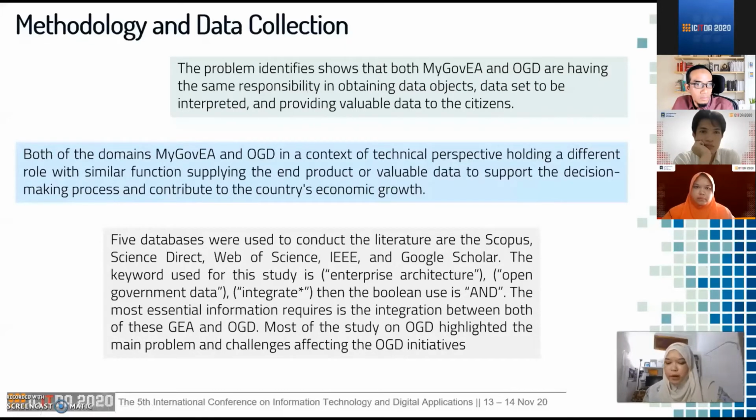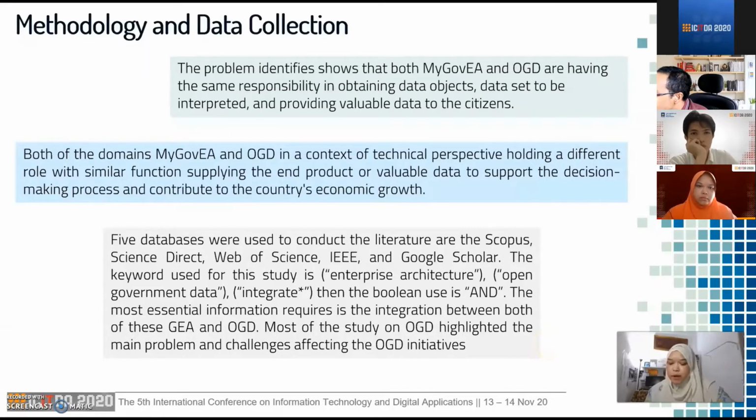In this paper, we are adapting the design research methodology by Havner to design the conceptual framework on the Metamodel to utilize in open government data. The problem identified shows that both MyGovEA and OGD have the same responsibility in obtaining data objects and datasets to be interpreted and providing valuable data to the citizen.